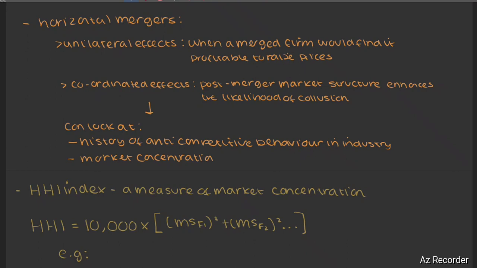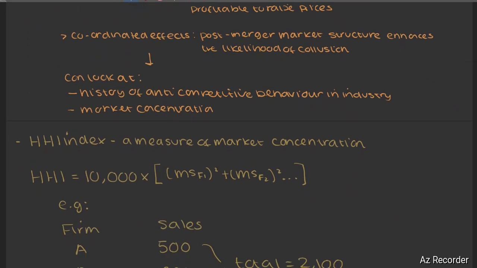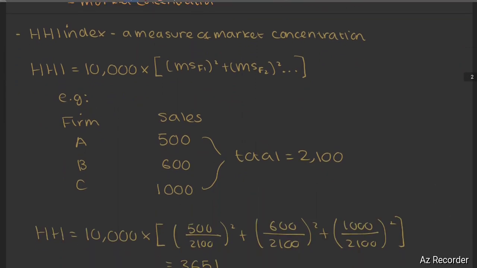To assess the likelihood of unilateral effects and coordinated effects, the government and their regulators can look at the history of anti-competitive behaviour in an industry. If an industry is very, very prone to collusion, then allowing a merger will probably enhance that probability and impose a greater threat to welfare. Regulators can also look at market concentration, which links to the HHI index, again a measure of market concentration.